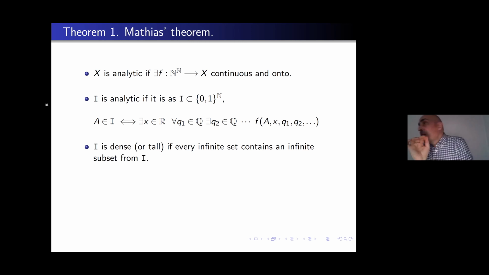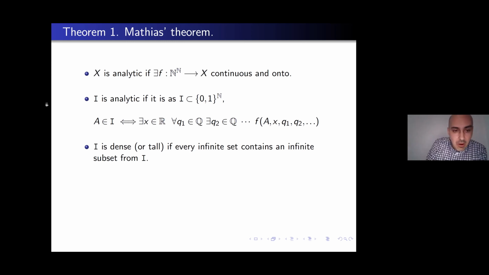Another definition I need to put here is that an ideal is dense, or sometimes also called tall, if every infinite set contains an infinite subset from the ideal. As I said before, you very often define an ideal by thinking of all the sufficiently small subsequences of a sequence. And if I look at a class of subsequences with the property that every sequence contains a further subsequence with the property, this means that I am defining a tall ideal.